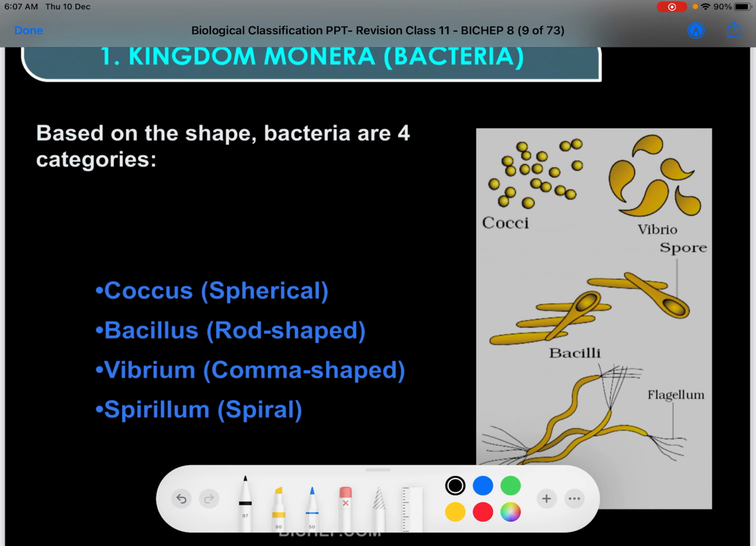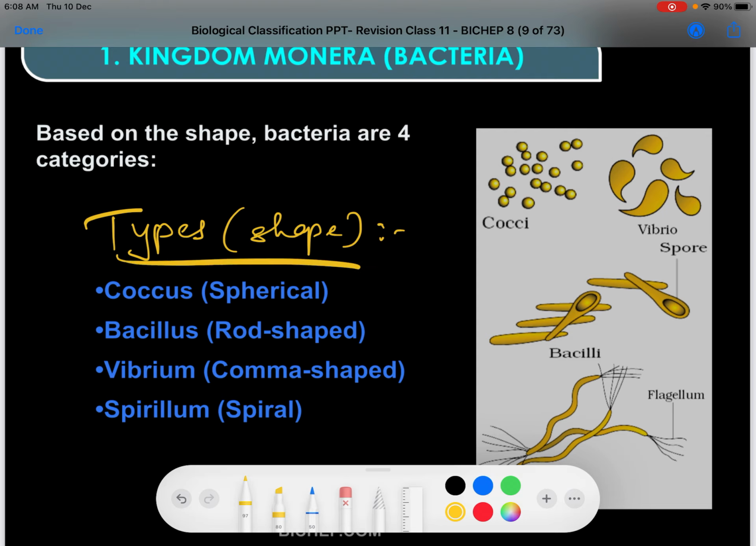Fine. Now come the categories or types of bacteria. If we see here, we can find 4 types of bacteria around us, right? These are the types of bacteria based on shape. Number 1, they are spherical in shape, and it is called coccus.